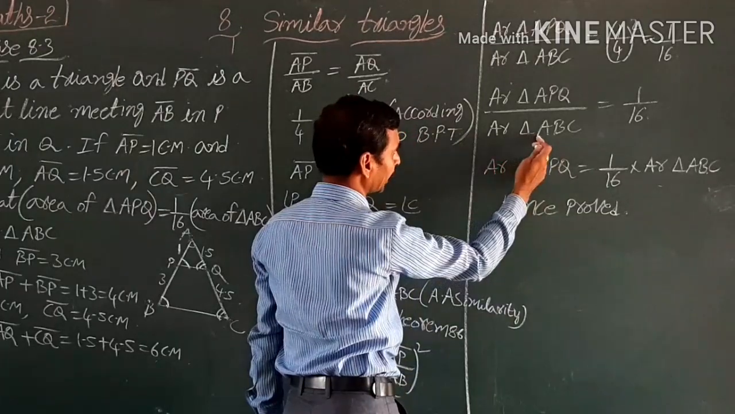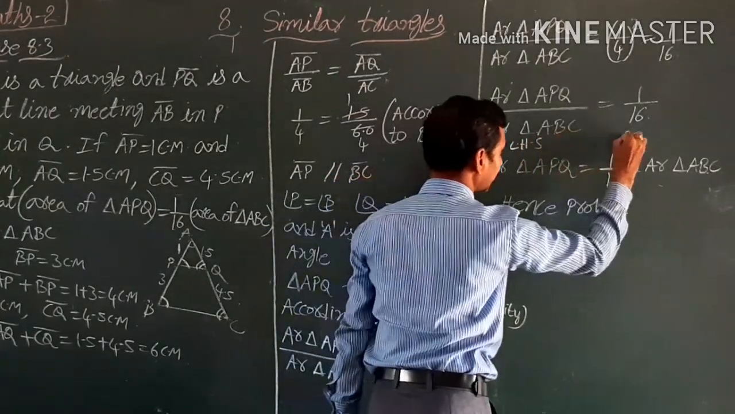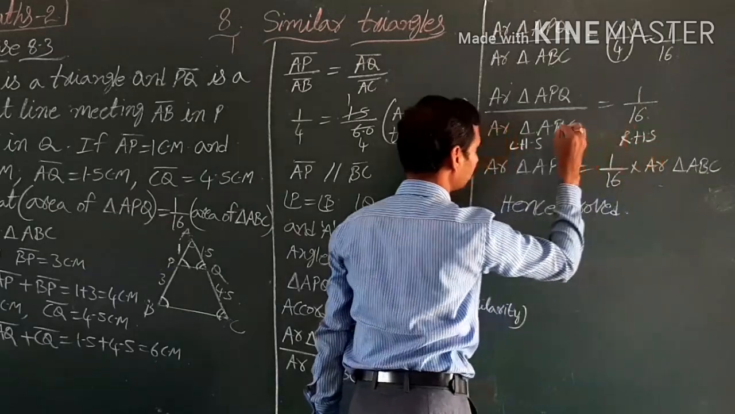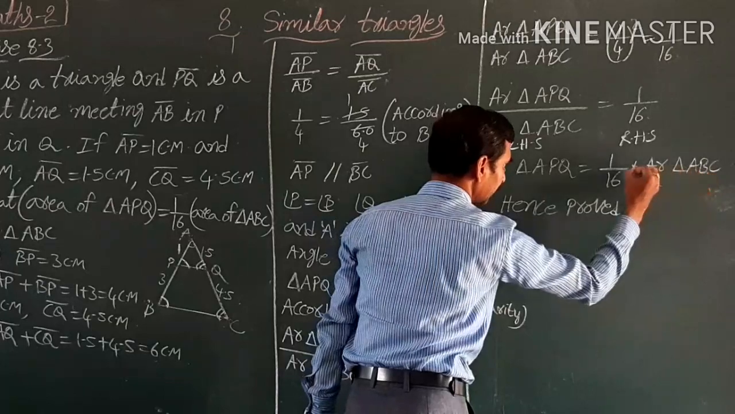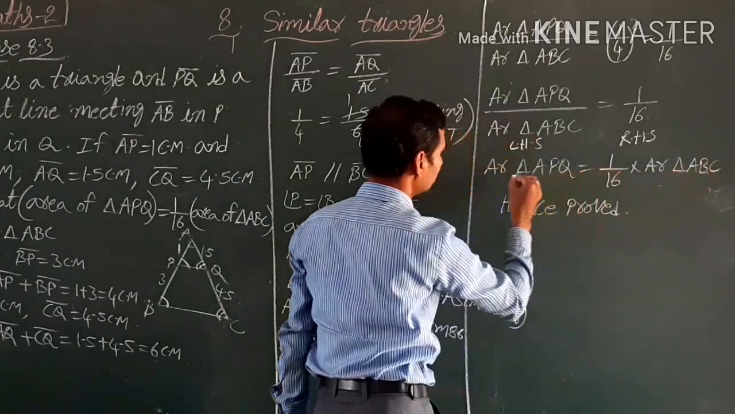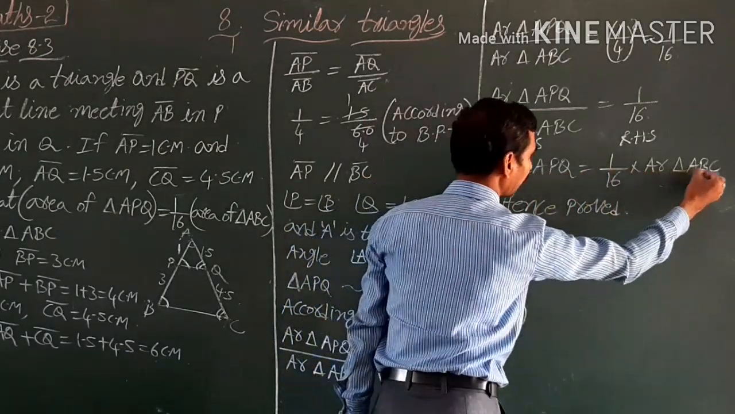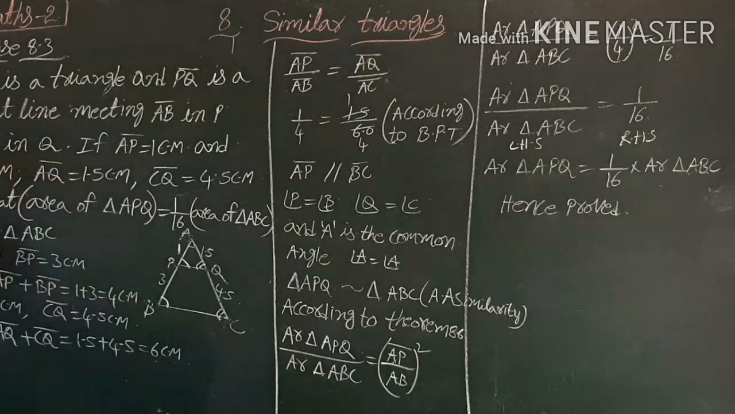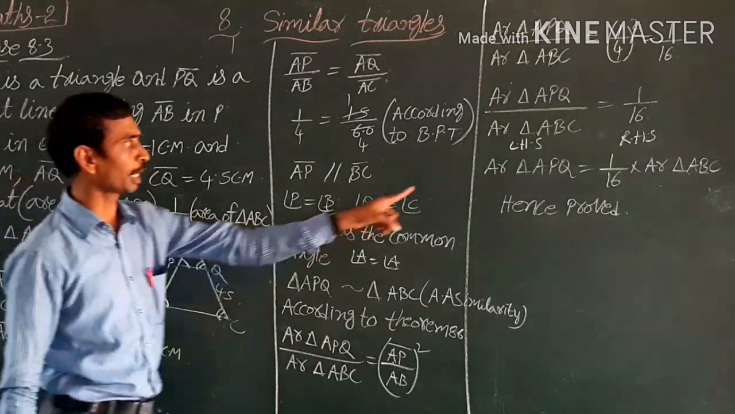Here the area of triangle ABC on the left side is dividing, so when it comes to the right side it becomes multiplication. Now area of triangle APQ is equal to 1 by 16 into area of triangle ABC. We got it. This is what they asked us to prove.